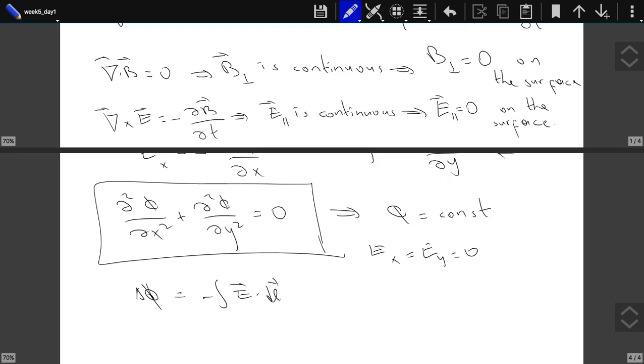Of course, here the path is a two-dimensional path, and the E only has the x and y components, the two-dimensional problem. And since I know that on my surface the parallel component of the electric field is 0, if I take my path to be parallel to my surface, this integral will be 0. So delta phi is 0 if I consider 2 points on my surface. That tells me that phi has the same value on the surface. Since I'm calling phi my potential, I call the surface my equipotential.